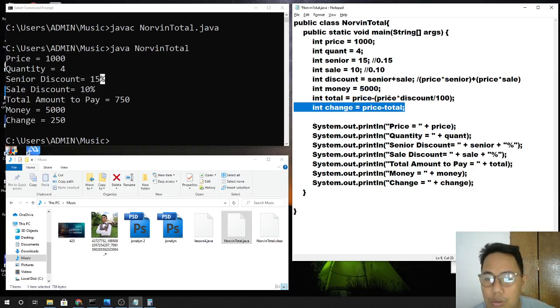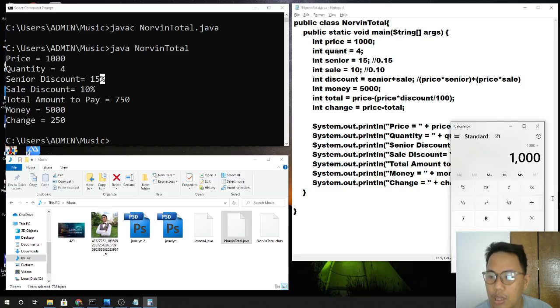Right? So this is correct. So price, I mean 1,000, minus price times discount. So you're saying 1,000 times discount divided by 100. The value of discount is senior plus sale, so 10 plus 15, which is 25. So you're saying price, which is 1,000, times 25, because 25 is the total of the discounts that we have here, right? So the answer is 25,000.